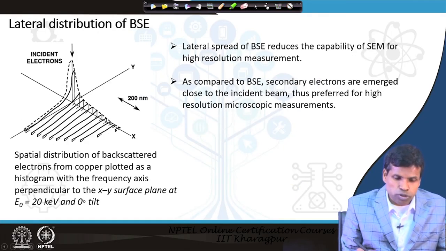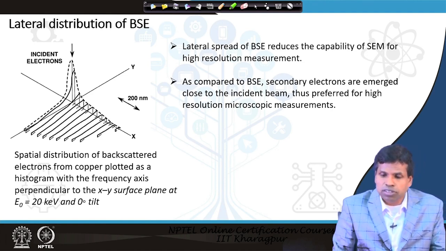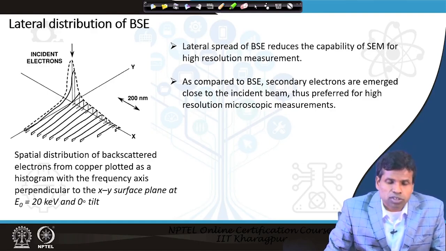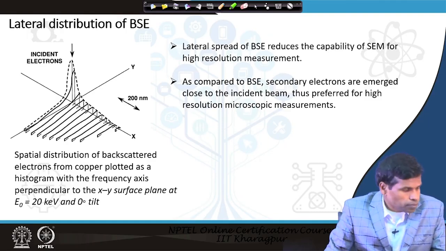Here is the lateral distribution, showing how backscattered electrons emerge from the specimen. The lateral spread of the backscattered electrons reduces the capability of the SEM, because if the electrons emerge from a larger area, then our resolution will decrease. As compared to the backscattered electrons, secondary electrons emerge from a smaller area, therefore they give us a higher resolution image.